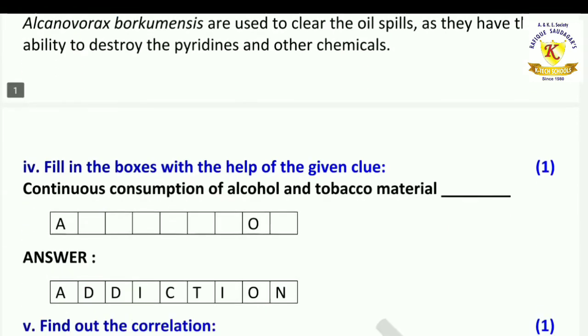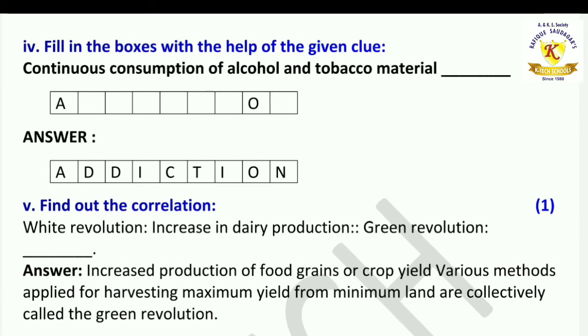Okay? Next, fill in the boxes with the help of the given clue. So what is the clue given here? Continuous consumption of alcohol and tobacco material. So what would be the answer here, children? Absolutely correct. The answer is addiction. Continuous consumption of alcohol and tobacco material is known as addiction.